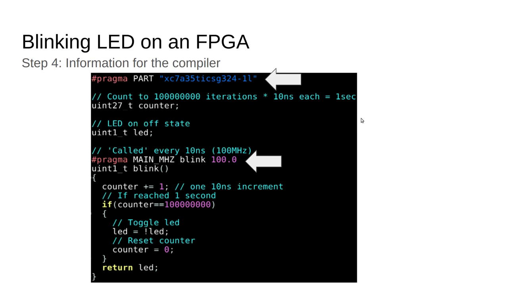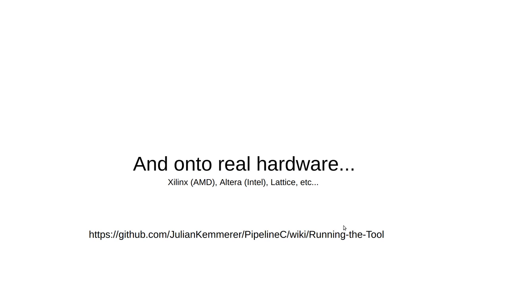Now let's give the compiler some information. What kind of FPGA part are we using to actually do this? And let's formalize that 100 megahertz target there and get onto real hardware.